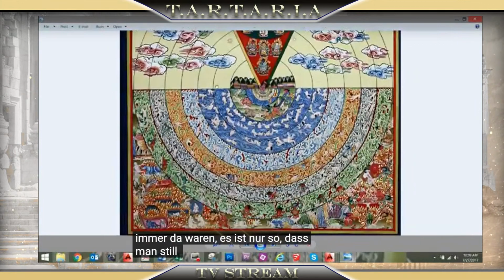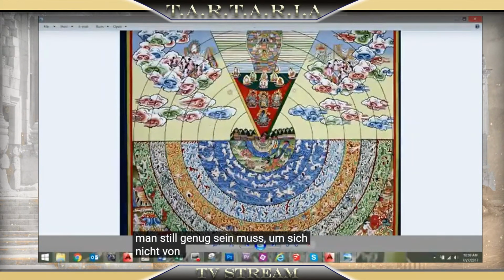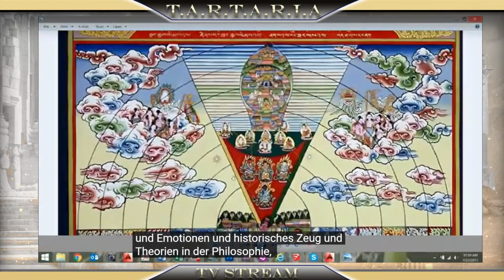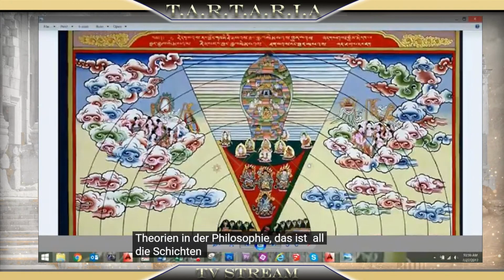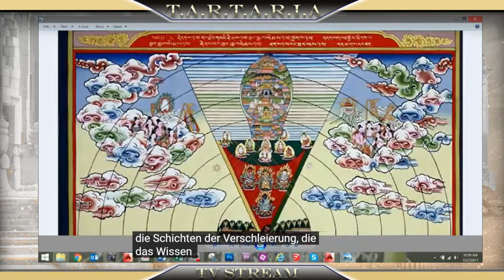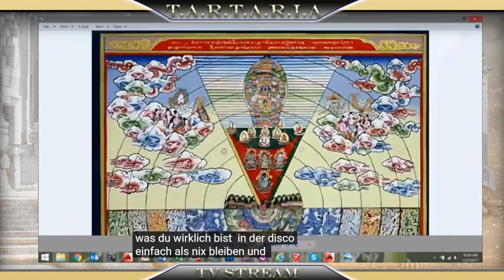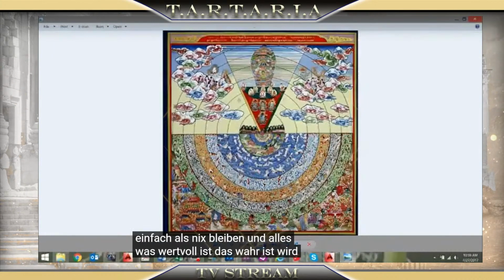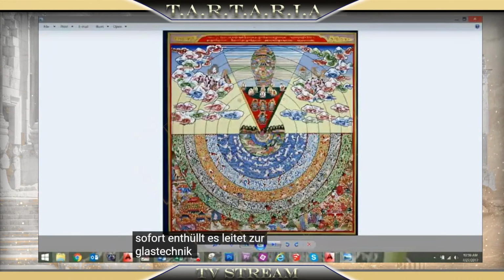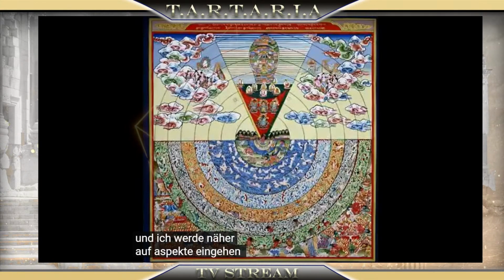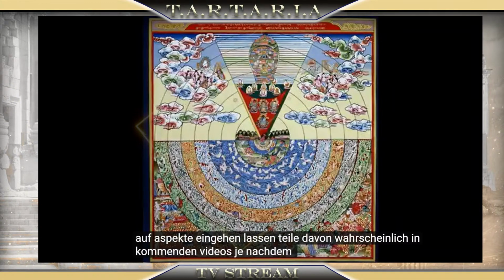It's just that you have to be still enough to not be distracted by all the stuff that's down here. Thoughts and memories and emotions and historical stuff and theories and philosophy. This is all the layers of veiling that cover up the direct knowledge of what you truly are, right up in the disc cone. Just remain as nothing, and everything that is valuable, that's true, will be revealed instantaneously through Gnostic knowledge. So I hope that helps, and I'll be going into more details on aspects, segments of it probably in upcoming videos, depending on how it flows.